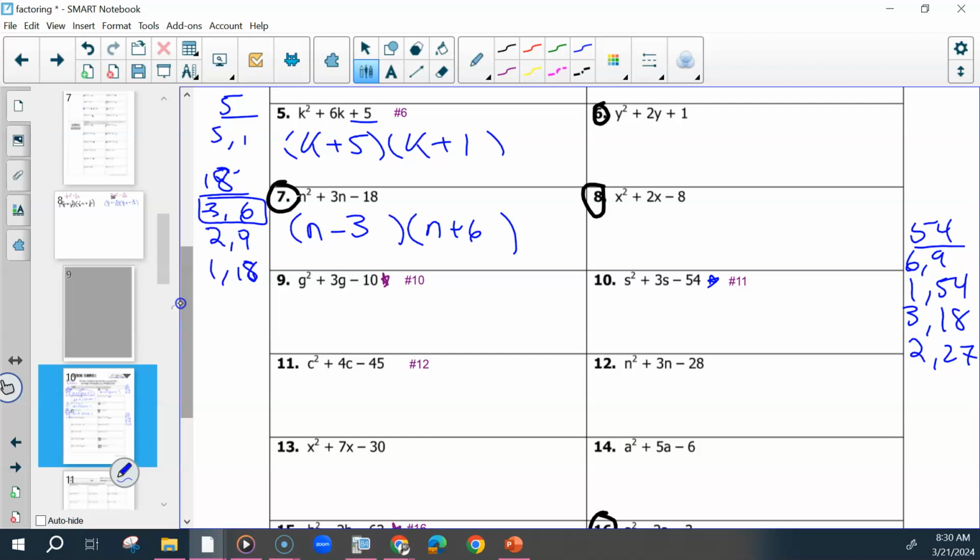So then which of those could add or subtract to be positive 3? 6 and 9. Which one would be negative? 6. If you're not sure, check. Because if I did negative 9 plus 6, that would not give me a positive 3. So x minus 6 and x plus 9.